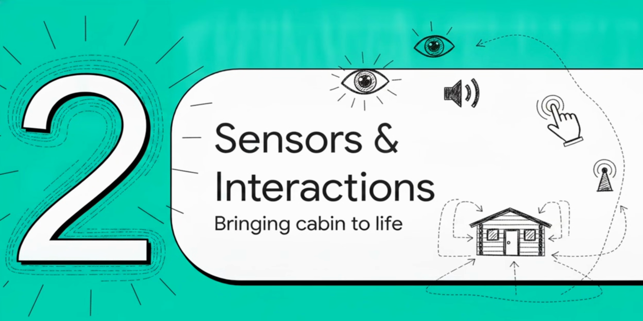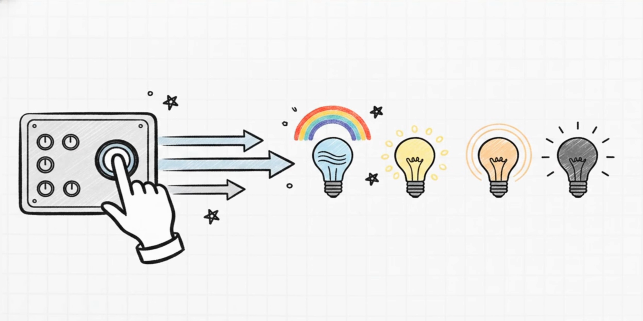Moving on to section 2, sensors and interactions, bringing the cabin to life. Okay, so once our core logic is set up, we need the cabin to actually interact with the physical world. Let's look at how we trigger outputs, specifically the lighting.